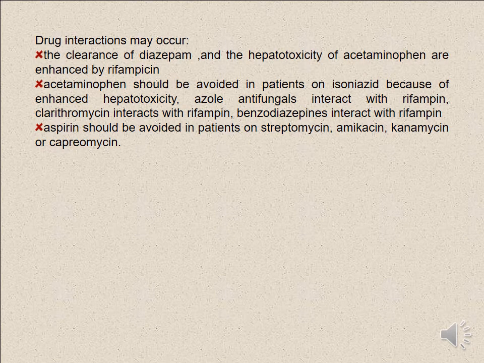Drug interactions occur with the antibiotics used for tuberculosis, like the clearance of diazepam and the hepatotoxicity of acetaminophen, which are enhanced by rifampicin. Acetaminophen should be avoided in patients on isoniazid because of the enhanced hepatotoxicity. All antifungals interact with rifampicin, clarithromycin interacts with rifampicin, and benzodiazepines interact with rifampicin. Aspirin should be avoided in patients on streptomycin, amikacin, kanamycin, or capreomycin.